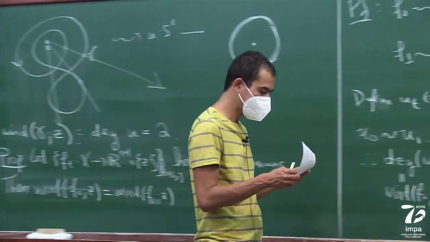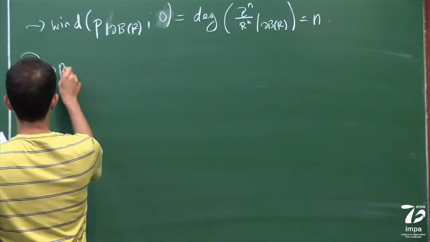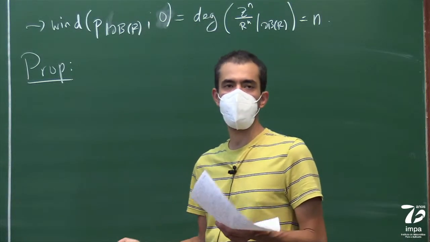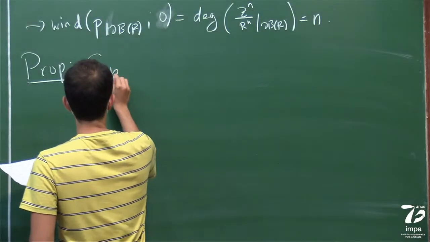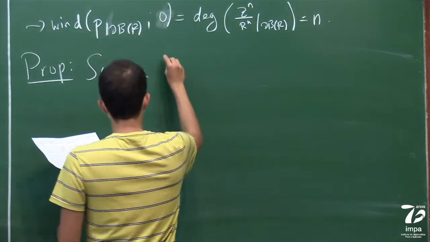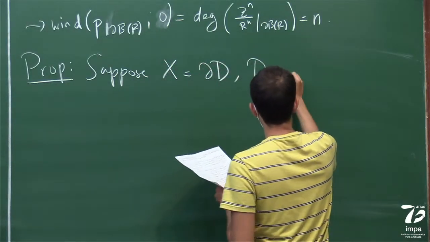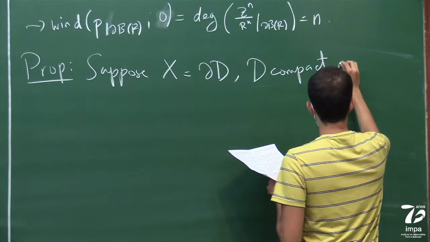But now what I would like to say, let me state the proposition, is basically that the winding number is going to be equal to the intersection of this map with the point Z. So the number of pre-images of Z by this map. So suppose that X is the boundary of D, and D is compact and oriented.